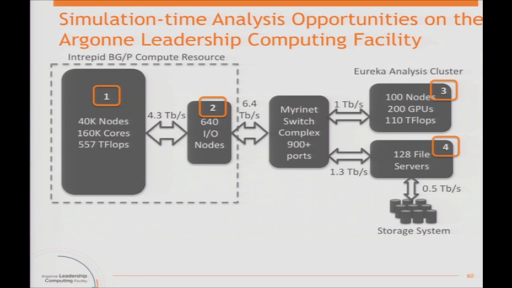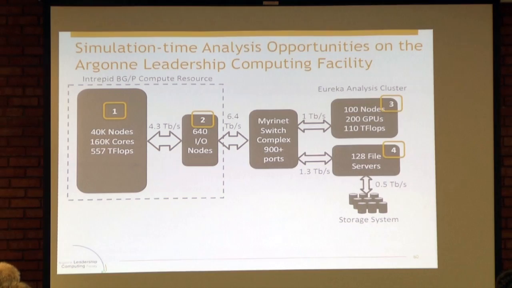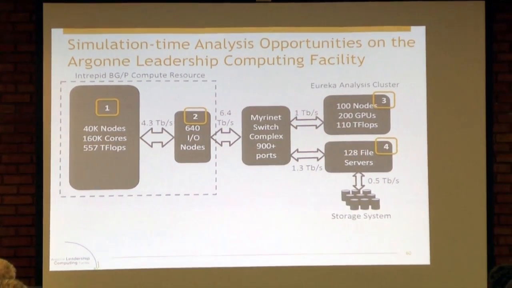There are opportunities to do it on the file system, file servers too. We have several examples where we have tried experiments on the file servers. This is a little bit more tough because it's a production file system. So, doing it either on the compute nodes, on the I/O nodes, or on Eureka, these are more of the amenable architectural or infrastructure points where you can do your analysis and viz. So the question becomes, where do you do it?